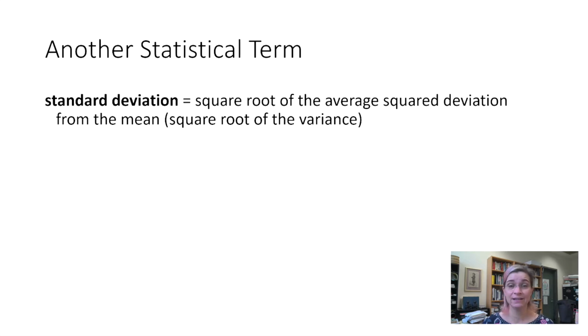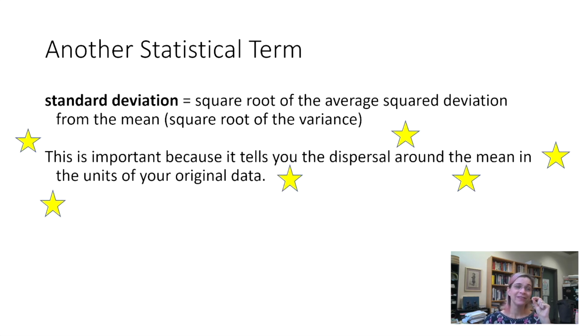So we need to add in another statistical term here. Standard deviation. Standard deviation is the square root of the average squared deviation from the mean, or rather, it's the square root of the variance. So the standard deviation functions like variance, but the wonderful thing about standard deviations is that they are in your original units. So they are way easier to think about. So standard deviation is important because it tells you the dispersal around the mean in the units of your original data.